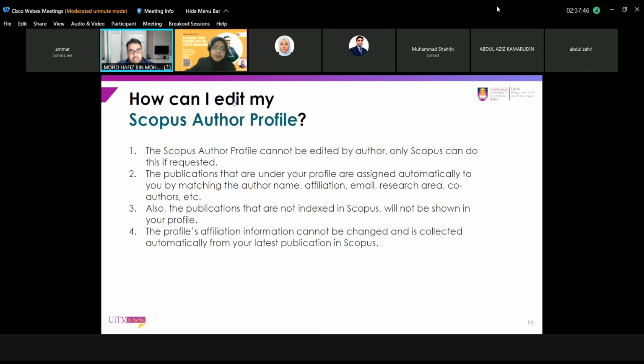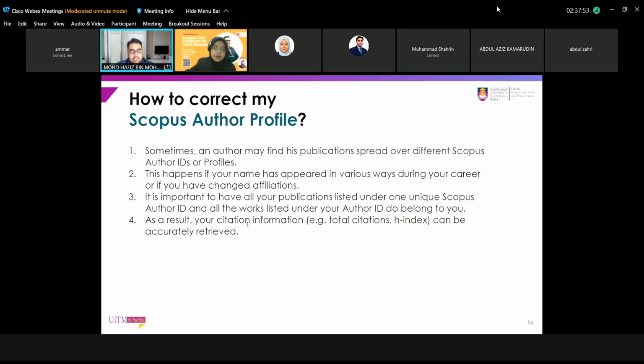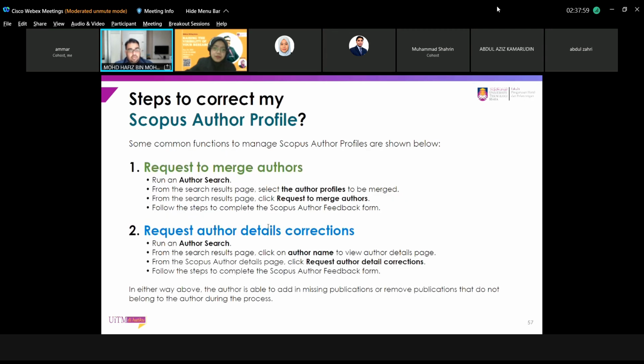Can you edit your author profile? Yes, you can. Macam tadi saya buat tu, saya merge tu sebenarnya editing lah. Kadang-kadang salah, kita boleh betulkan balik dan ianya akan meningkatkan balik lah total citation dan juga index saya. Okay, you can request to merge authors and request author details collection. Kalau universiti yang berubah, tiba-tiba you from UTP masuk UiTM, you can request to do that.